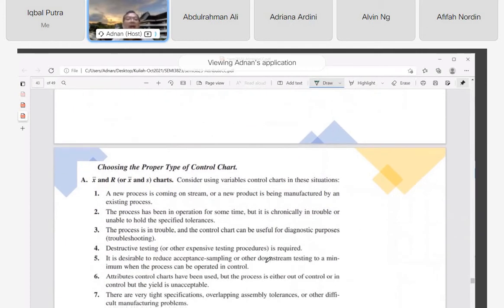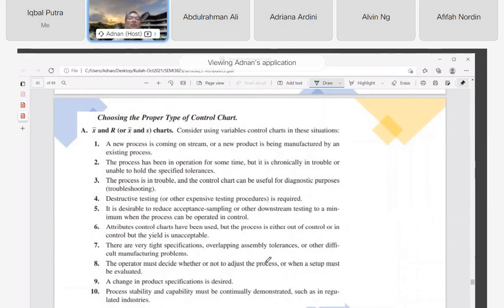We also have guidelines on how to choose the proper type of control chart: when to use X bar and R, X bar and S. We know that these are variable control charts. So these are some guidelines. Consider using a variable control chart in this situation: a new process. You just set up a production line, so you can use this X bar chart.